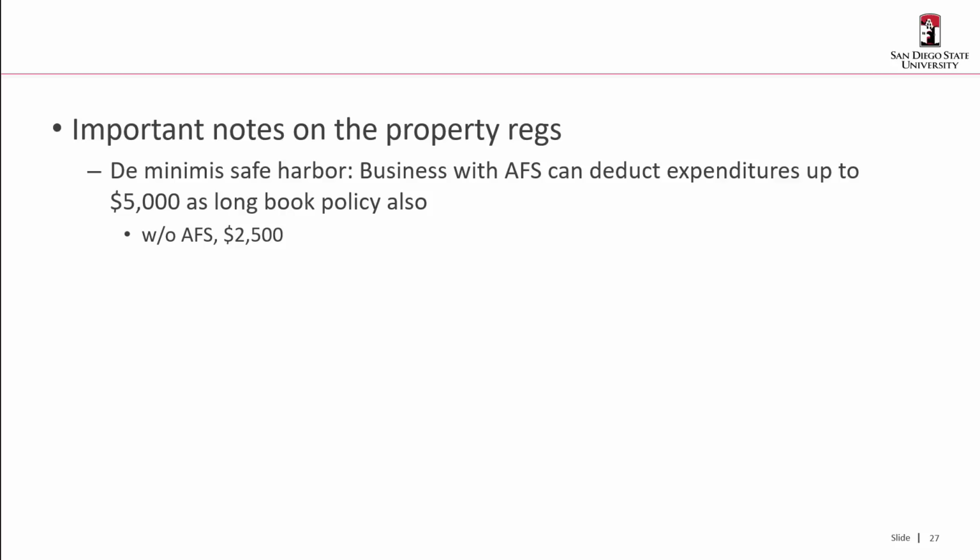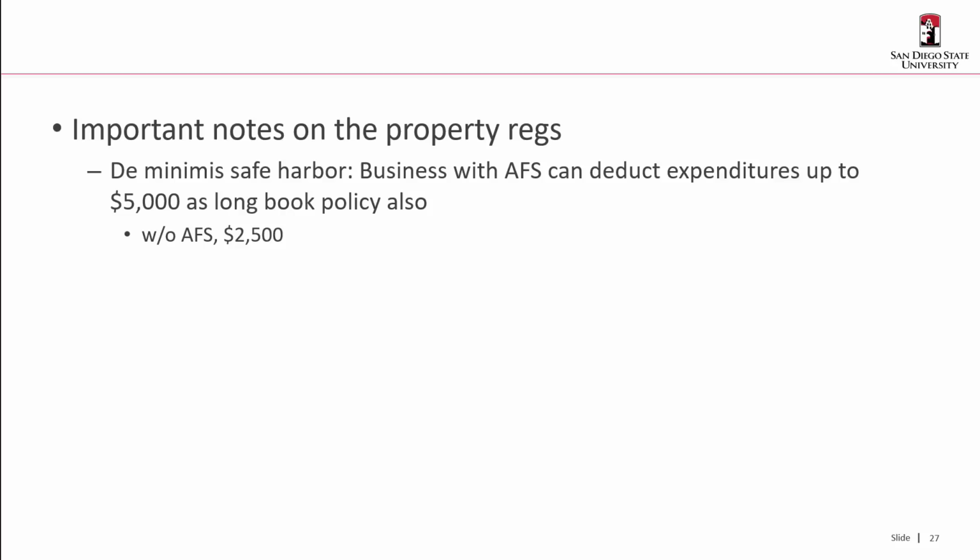There is a de minimis safe harbor. So businesses with what's called applicable financial statements can deduct expenditures up to $5,000 as long as that's the book policy as well. So large corporation, take GE for example, they probably have a book policy that says, look, if it's less than $5,000, we're not capitalizing that cost as an asset. We're just deducting it. We're just expensing it for book purposes.